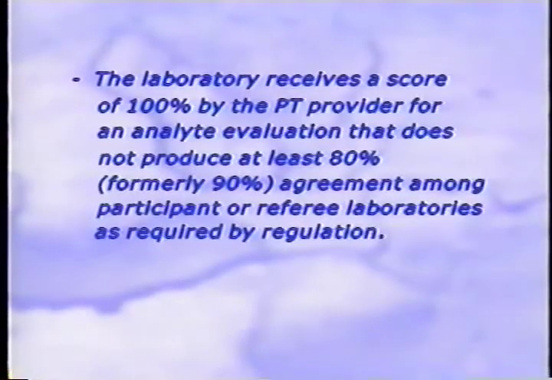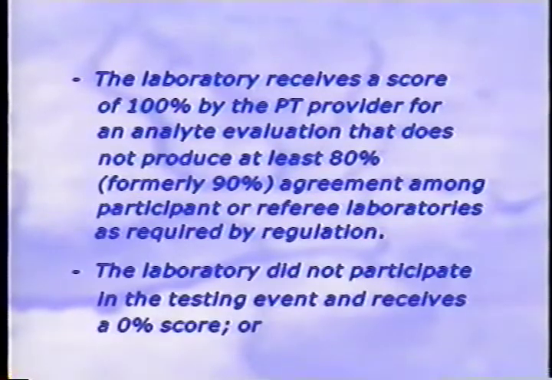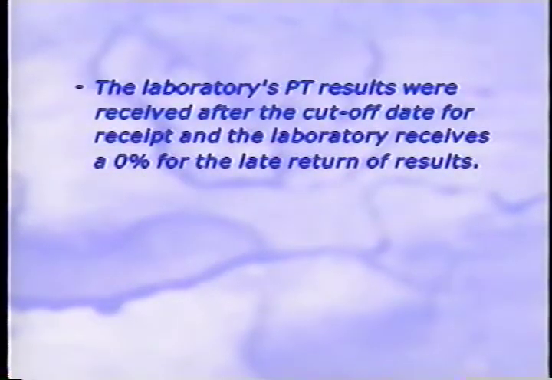As we know, in order to determine an overall score, each analyte must receive a numerical score to allow the overall specialty or subspecialty to be graded. Further, a PT program may assign an analyte score that does not reflect the laboratory's true test performance. These circumstances can occur when the laboratory receives a score of 100% by the PT provider for an analyte evaluation that does not produce at least 80% agreement among participant or referee laboratories as required by regulation, or the laboratory did not participate in the testing event and receives a 0% score, or the laboratory's PT results were received after the cutoff date for receipt and the laboratory receives a 0% for the late return of results.